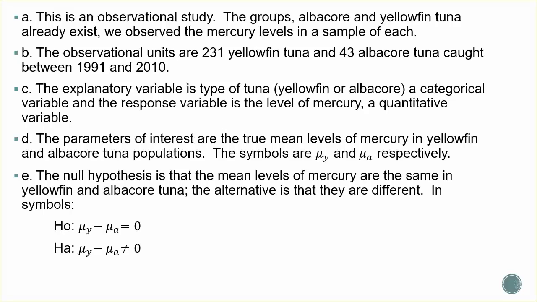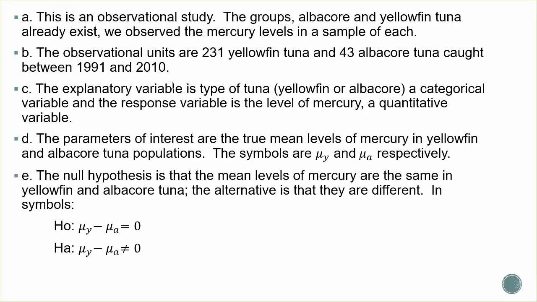So it's an observational study. The groups were already in existence, albacore and yellowfin tuna, they already exist, and we just observe the mercury levels in each sample. The observational units are the 231 yellowfin tuna and the 43 albacore tuna that were caught between 1991 and 2010. It said it was a random sample, so hopefully these are representative of the populations of yellowfin tuna and albacore tuna.